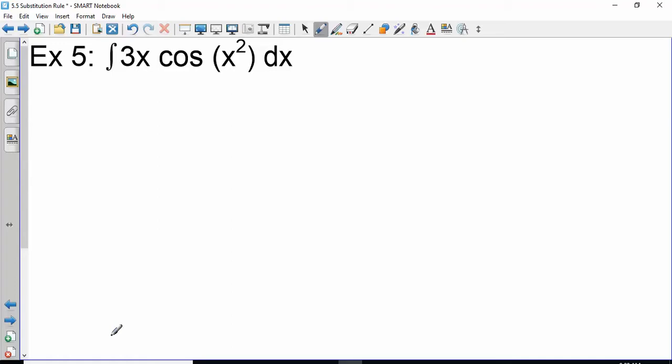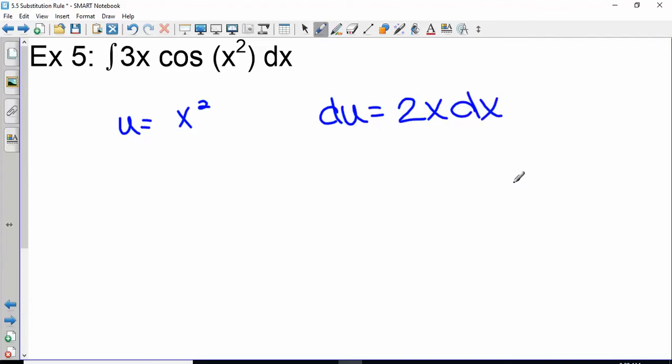Because it has something in front of cosine. We have more than one x. We have that x in our angle and we also have an x out in front. So you start with u needs to be the inside, the one with the higher power. So that would be x squared. So du, the derivative of x squared, is 2x dx.